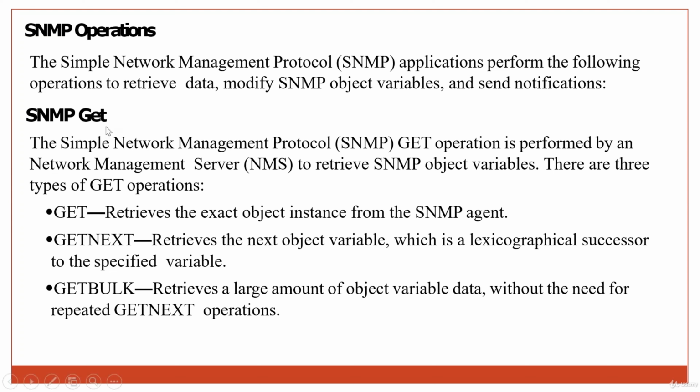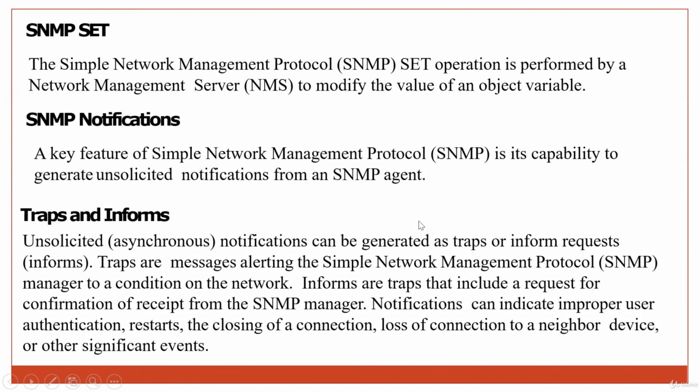Now here you can see the SNMP get method. We have three types of get method: we are getting the information, we are getting the next variable information, or we are getting the information in bulk as well. So there are three get methods inside the get method. And finally we have SNMP notification as well.